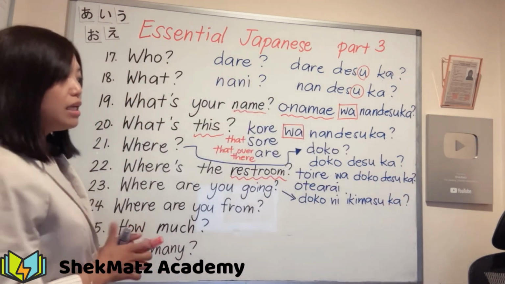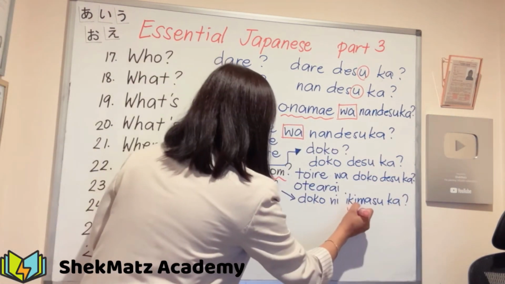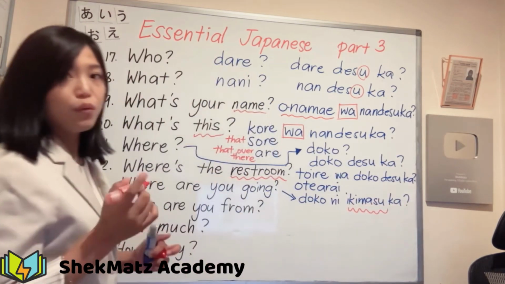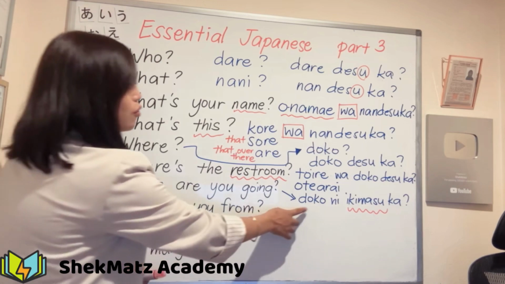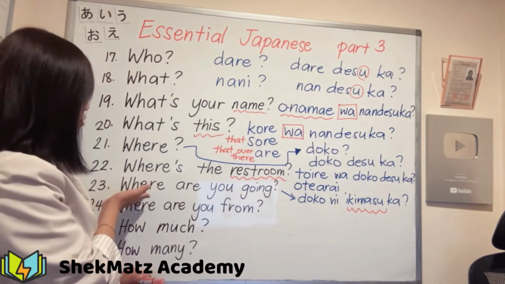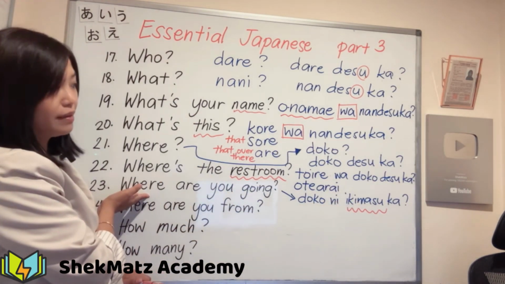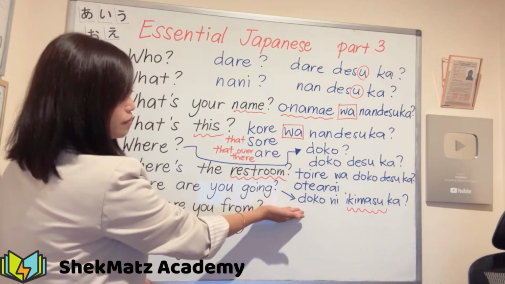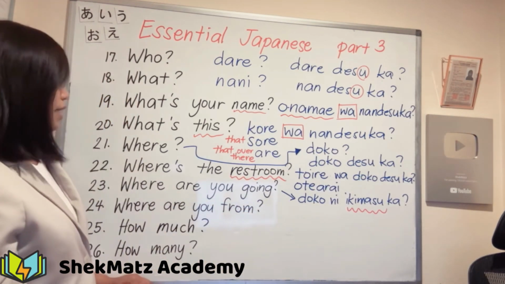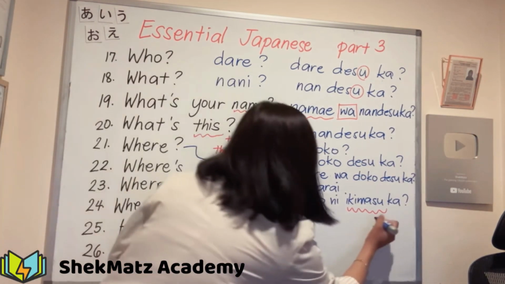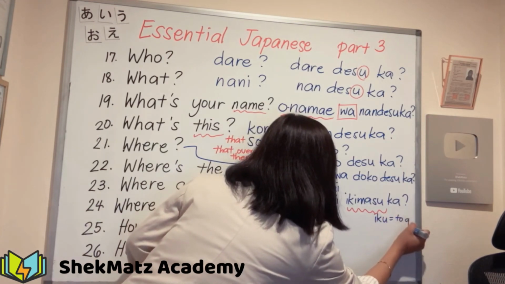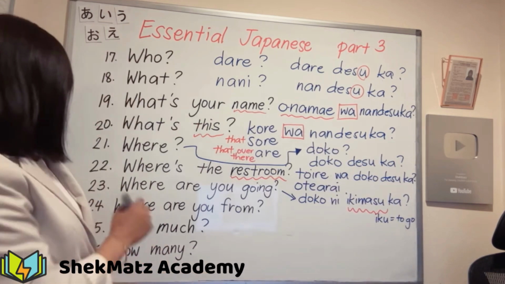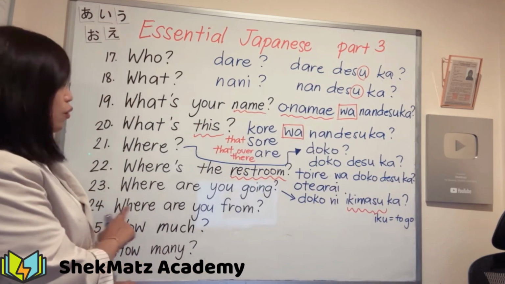Now, ikimasu. This word, ikimasu, is from the word iku, which means to go. Okay? So, doko ni ikimasu ka translates to where are you going? Okay. Now, let me write here. Iku equals to go. Okay. Number 24. Where are you from?